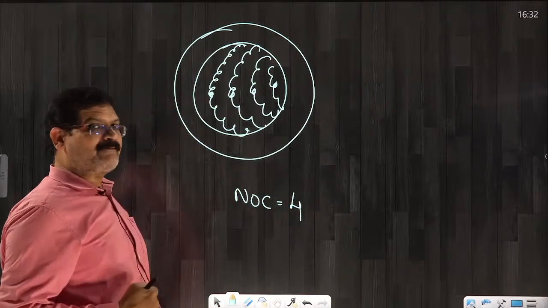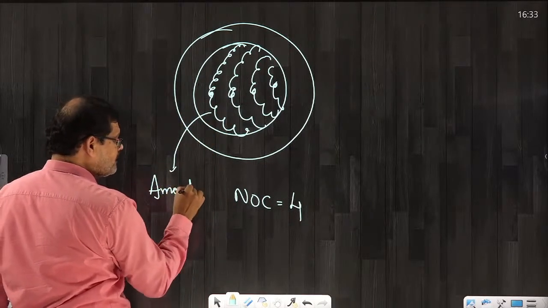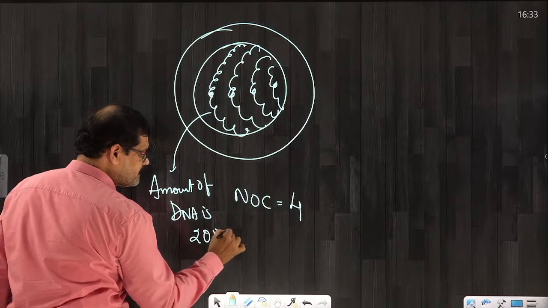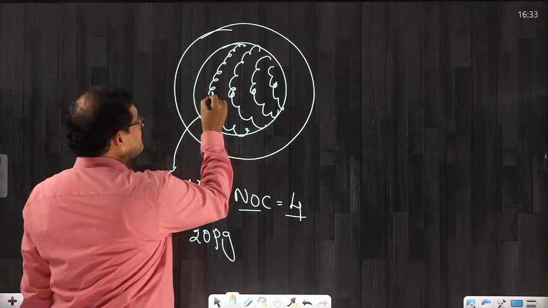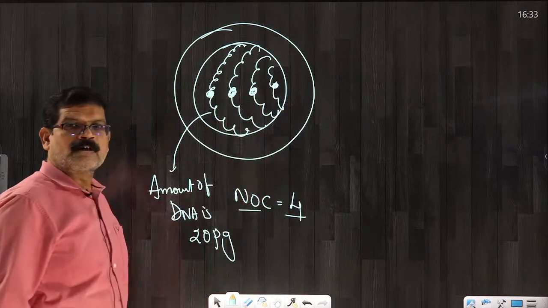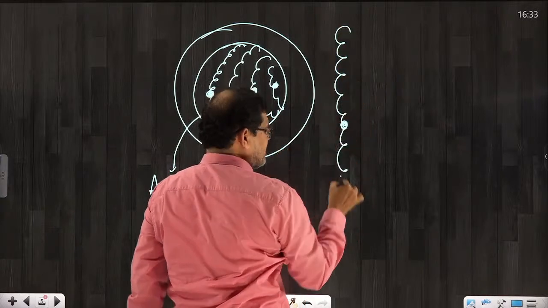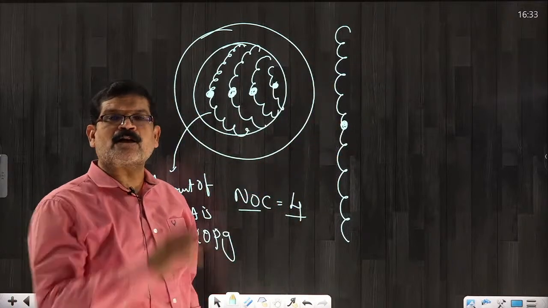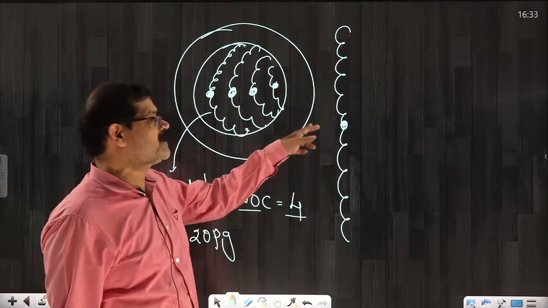The number of chromosomes is different from the amount of DNA. Here, the amount of the DNA is 20 picograms. Number of chromosomes, how many are there? 4. You can count it here: this is 1, this is 2, this is 3, this is 4. Now take one chromosome out. This is the chromatin which is present there. In the interphase it looks like this only. It's a chromatin, meaning double stranded DNA wrapped around histone proteins. We call this a chromatin.